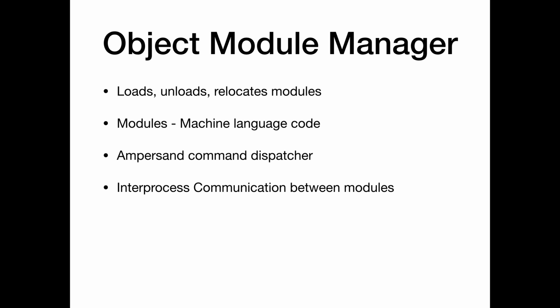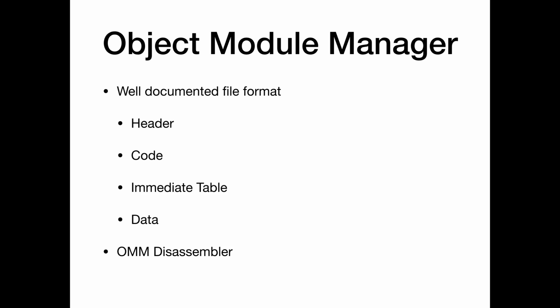The Object Module Manager has a well-documented file format for the modules. There is a header, a code section, an immediate table section, and a data section. When the module is loaded, the manager relocates it in memory and patches absolute addresses within the code to point to their current location. To get a better understanding of how Modem Works works, I wrote a disassembler for the modules, which is available on GitHub.